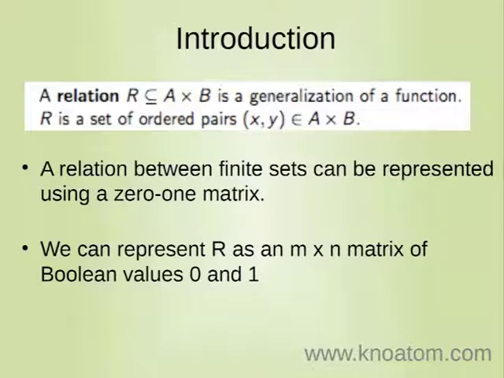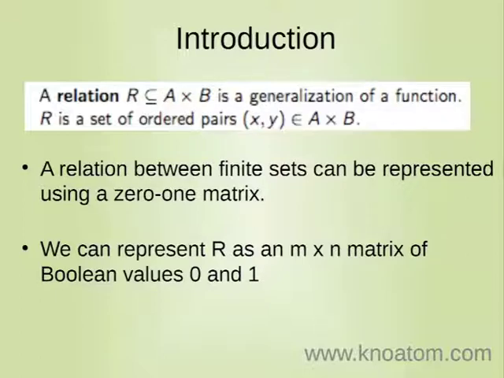Alright, so an introduction. What is a relation? A relation R is a subset of A cross B, and it's a generalization of a function. Now, what is R? It's a set of ordered pairs (x, y), and these (x, y) are elements of A cross B, where A and B are different domains, or similar domains. For example, if A and B are the domain of integers, then we can say that R is a set of pairs where x is greater than y. So for example, you'd have the pairs (2, 1), (3, 1), (3, 2), etc.